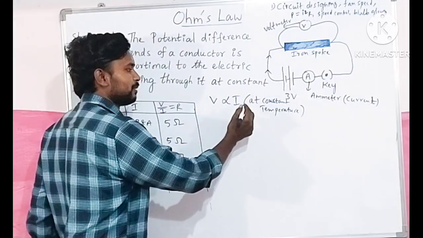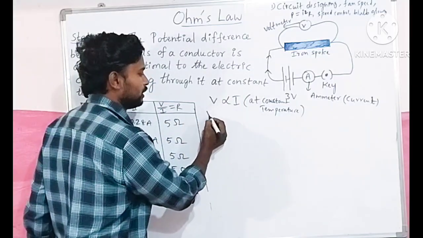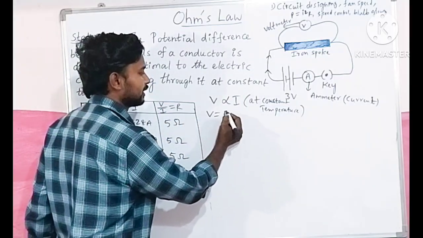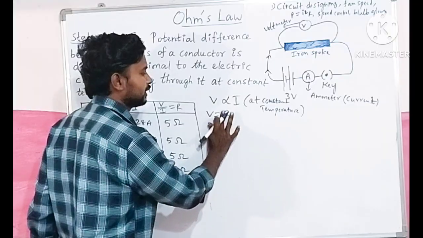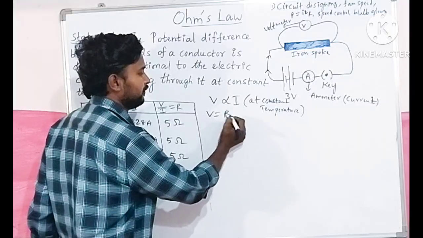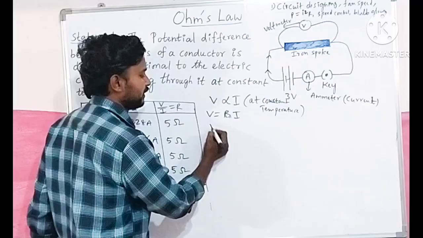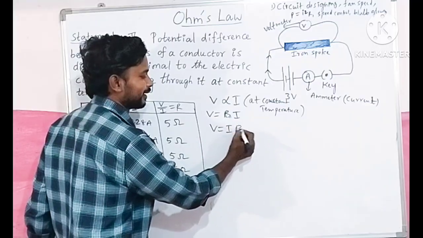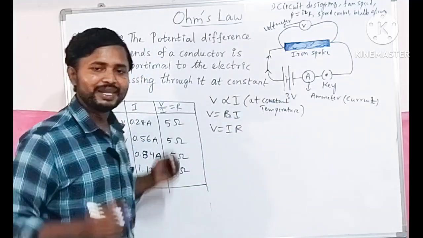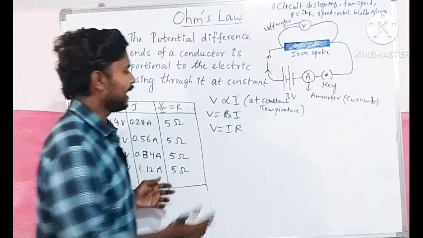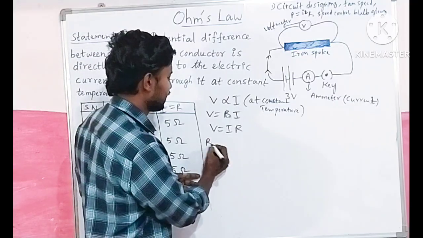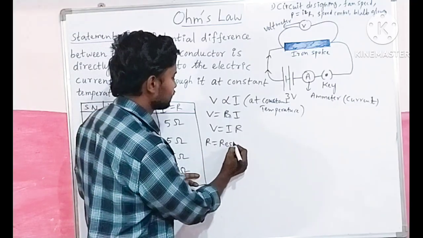So V is directly proportional to I. When we remove the proportionality, we can keep a constant: V equal to R I, or we can write V equal to IR. Simply, this is Ohm's law: V equal to IR. Here R is called resistance.